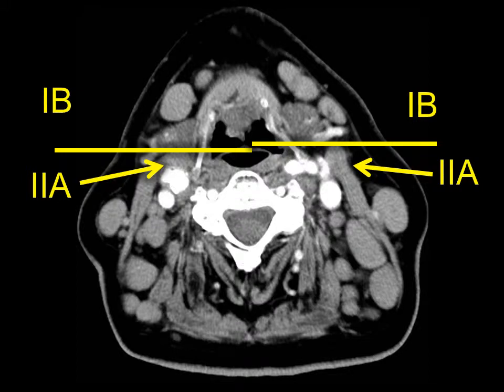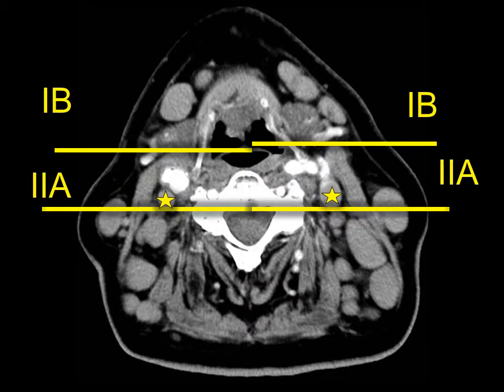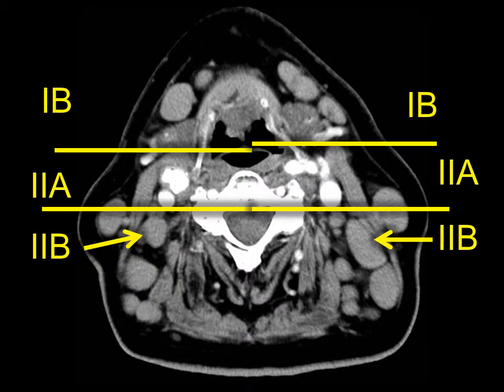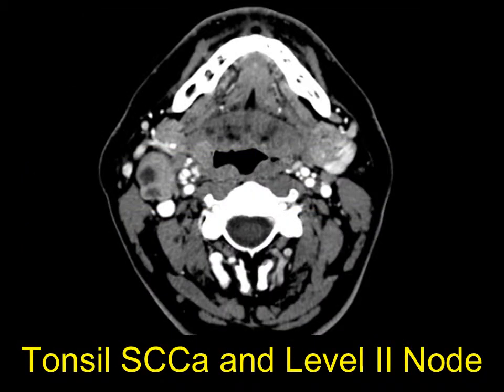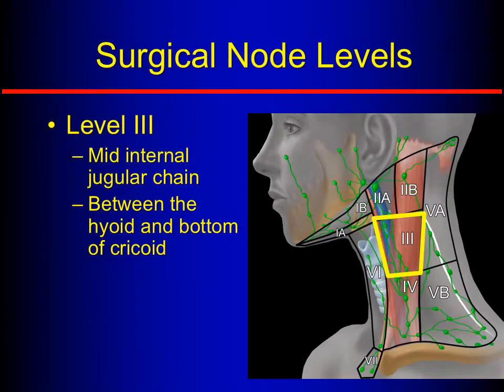Now if we find the internal jugular vein, and then we draw a line in the coronal plane through its posterior edge, that helps separate for us the 2A nodes in front of the jugular from the 2B nodes, which are more than a fat plane behind the internal jugular vein. So here's an example of an axial post-contrasted CT. This patient has a palatine or faucial tonsil primary squamous cell carcinoma and a level 2 heterogeneous necrotic node on that side.